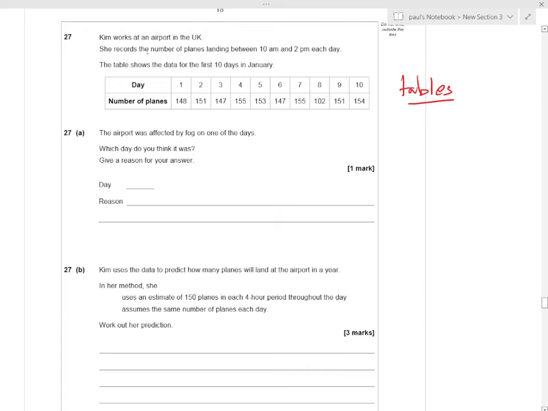Kim works at an airport. She records a number of planes landing between 12 and 2 each day. The table shows the data for the first 10 days in January. The airport was affected by fog on one day. Why do you think it was? So, which day do you think it was? If it's fog, it's going to be a lot fewer planes taking off and landing. So that's that one. Day 8, reason, a lower number of planes.